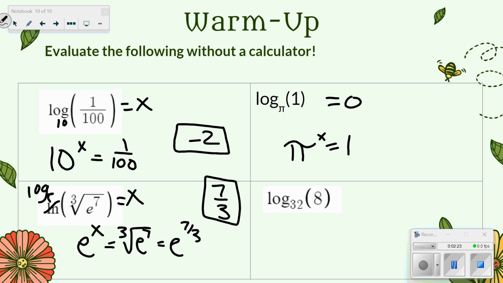And lastly, we have log base 32 of 8. And if you're thinking about your swoosh, you have 32 to what power can give you 8? Now I'm going to think about 32 and 8. If I'm thinking about 8, I'm like, okay, 8 times 8, 64. I don't really know. That doesn't match up with 32. What could we do if those numbers aren't matching up? What do you think, Laura?